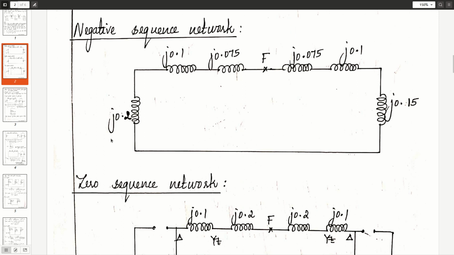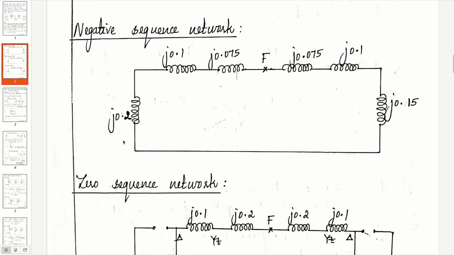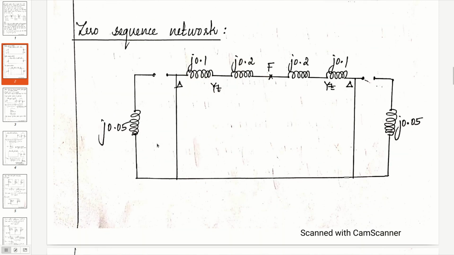Then draw the negative sequence network. In the negative sequence network, we don't have the voltage source. And given the negative sequence reactances of the machines are different from the positive sequence reactances, so carefully you have to copy down the values of the reactances. Then draw the zero sequence network.